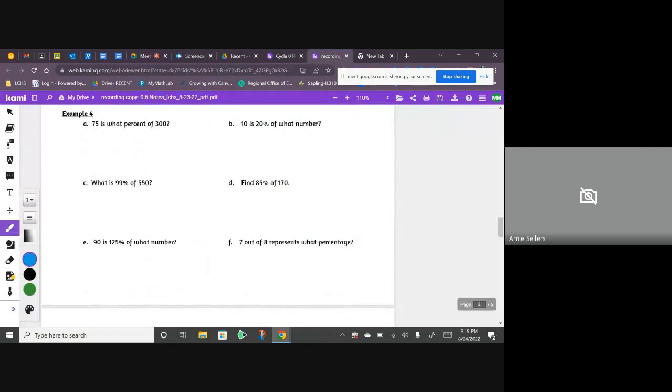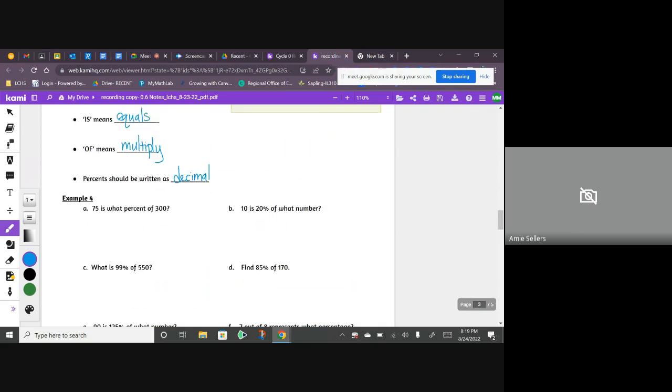So for example 4, when we look at this one, we first want to find 75 is what percent of 300. So we are going to use the word is as equals. So we're going to have 75 equals, and then it says what percent. So I'm going to make that a variable. Just going to make it variable P. Of means to multiply. So I'm going to have times 300.